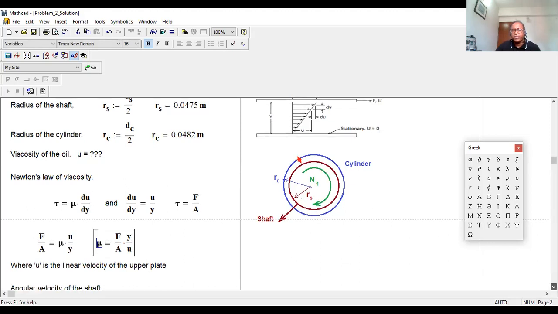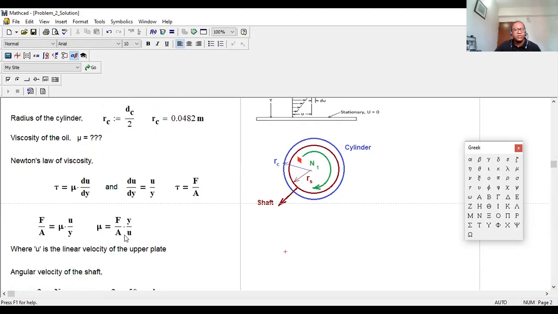Now you see, easily you can figure out this y. What is the y? The gap between these two cylinders, that is the y. What is the u? The linear velocity of this plate, not plate, this shaft. In the shaft, it's rotating, so you get a rotational speed omega. Omega multiplied by radius, you'll get the u. So these two data we are getting.